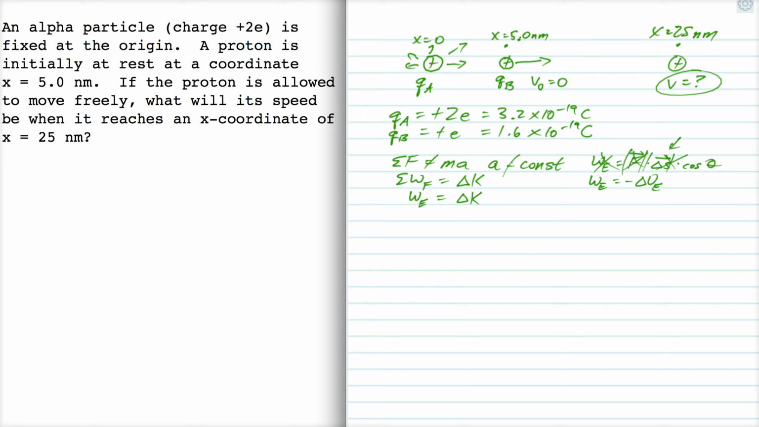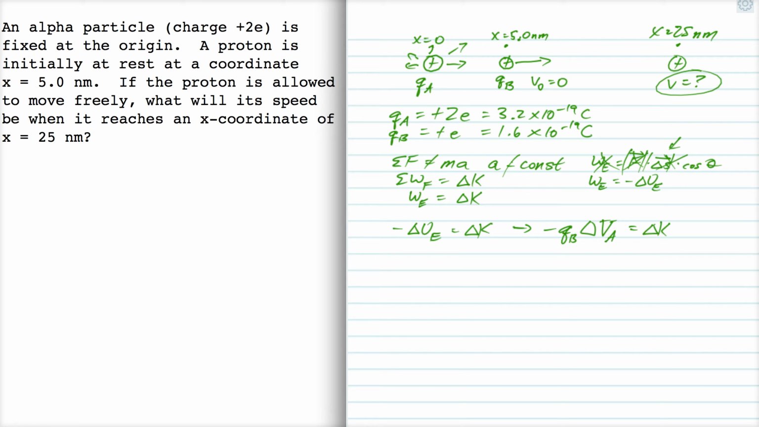So I have minus the change in electric potential energy is equal to delta K. Now from our formula sheet, we have that minus the change in potential energy is minus our moving charge multiplied by the potential of the charge that the charge is immersed in, right? So charge B is immersed in the potential from charge A.